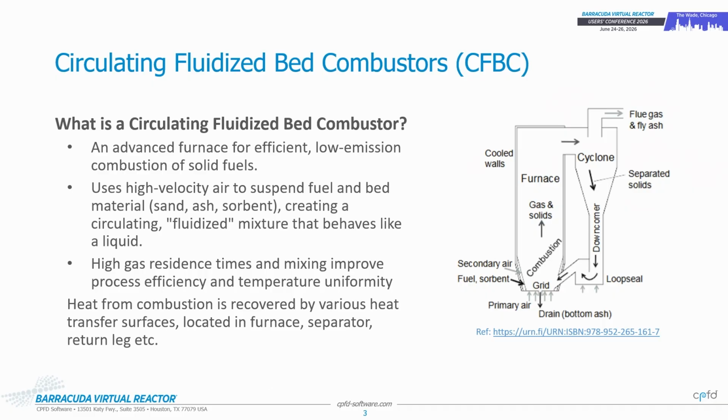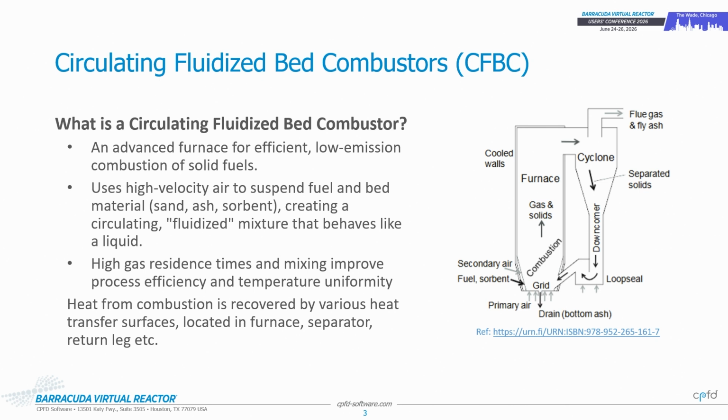All right, so let's talk about CFBCs. CFBCs are furnaces that are intended for efficient, low-emission combustion of solid fuels. And so primarily that consists of coal, but this also extends to a range of solid fuel types like biomass. How this works is there's a high-velocity airstream that's fed in through two different locations, one through this primary air inlet, and then another through this secondary air inlet. That produces a combustion when in contact with the fuel fed in here. And then that interacts with a bed consisting of ash and limestone.